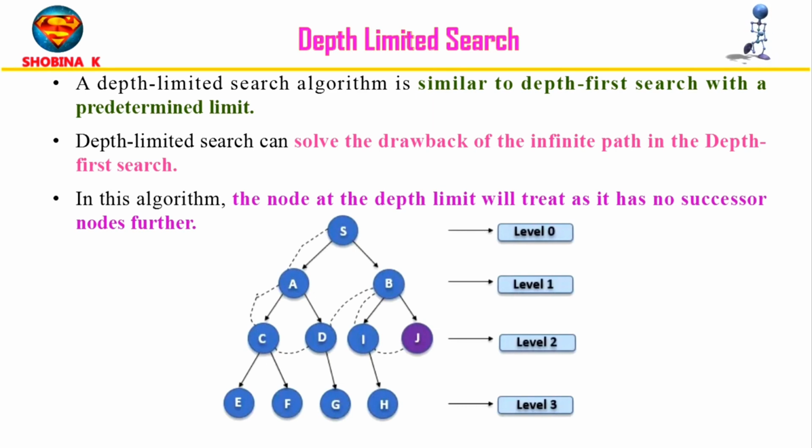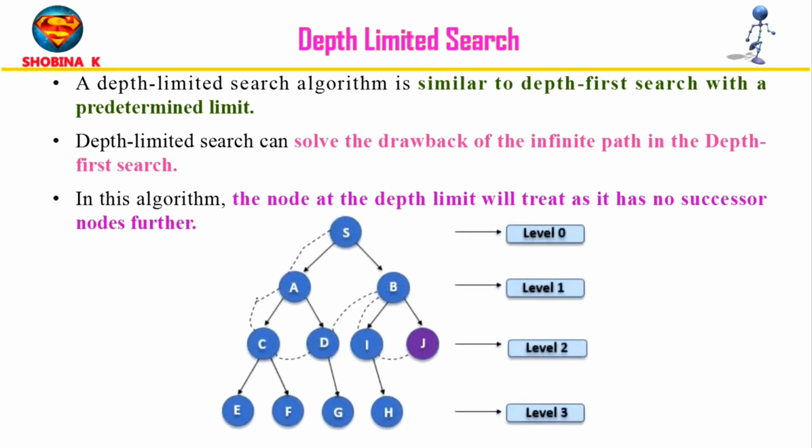Depth limited search can solve the drawback of infinite path in the depth first search. We denote this limit by L, and thus this provides a solution to the infinite path problem that originated earlier in the DFS algorithm. And thus the depth limited search can be called an extended and refined version of the DFS algorithm.